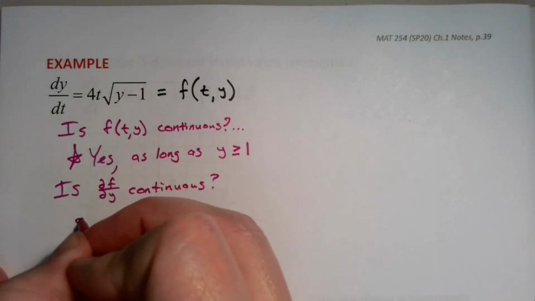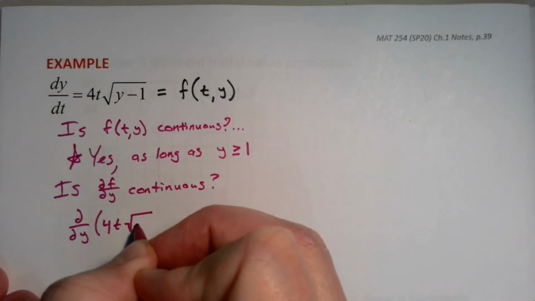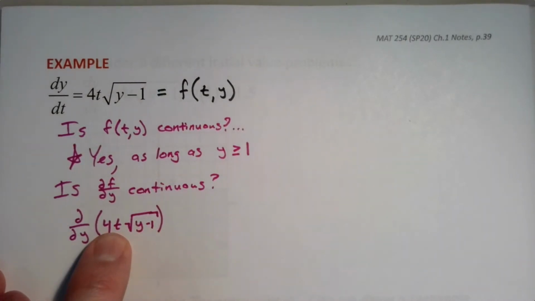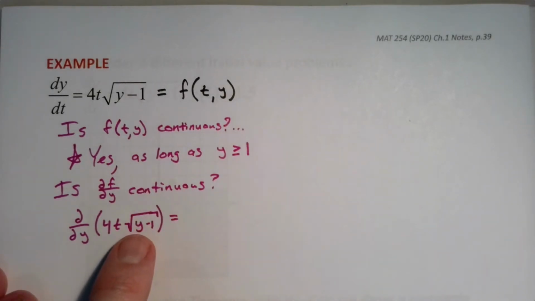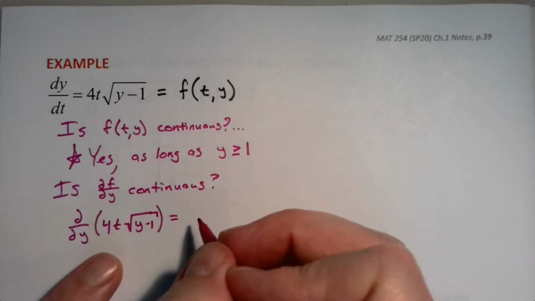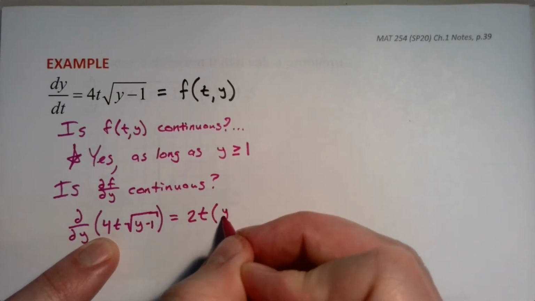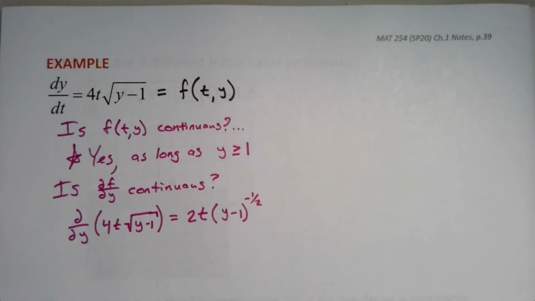So when I do that and I take the derivative with respect to y of 4 times t times the square root of y minus 1, you might look at it and think, oh, I'm going to need to use the product rule. But this is just a constant times the square root. So this just becomes the same thing as this thing to the 1/2 power, right? So I can bring the 1/2 out front. It becomes 1/2 times 4 is 2 times t times y minus 1, now to the negative 1/2 power. Right? So the partial derivative of this gives me a function that looks like this.